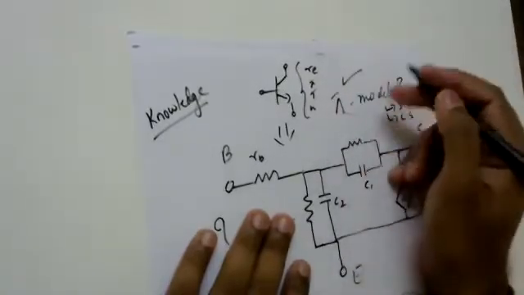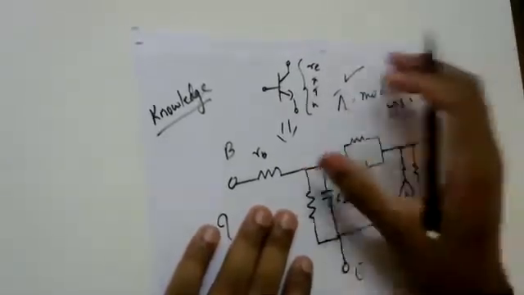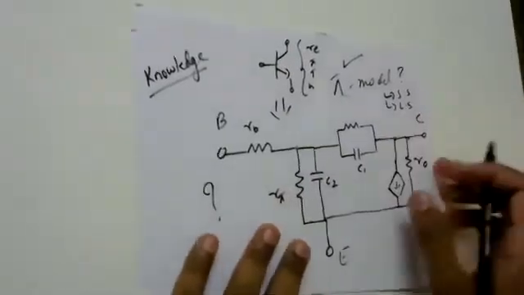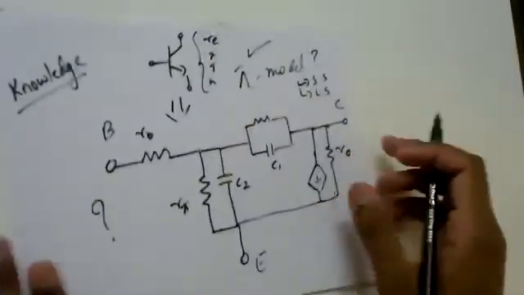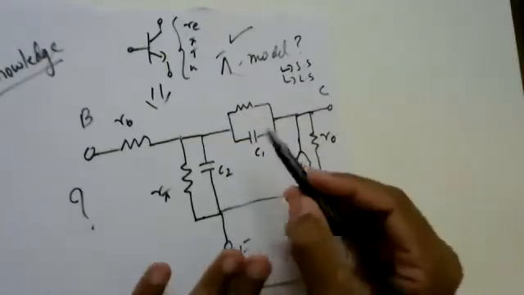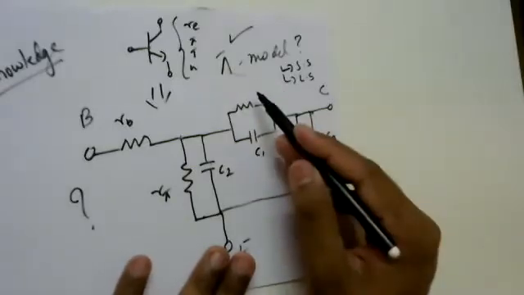This pi model is being used in real time. So you are studying only the model which is being used in real time. Then you may ask a question: sir, why are we not considering the effect of C2, C1 and this resistance?